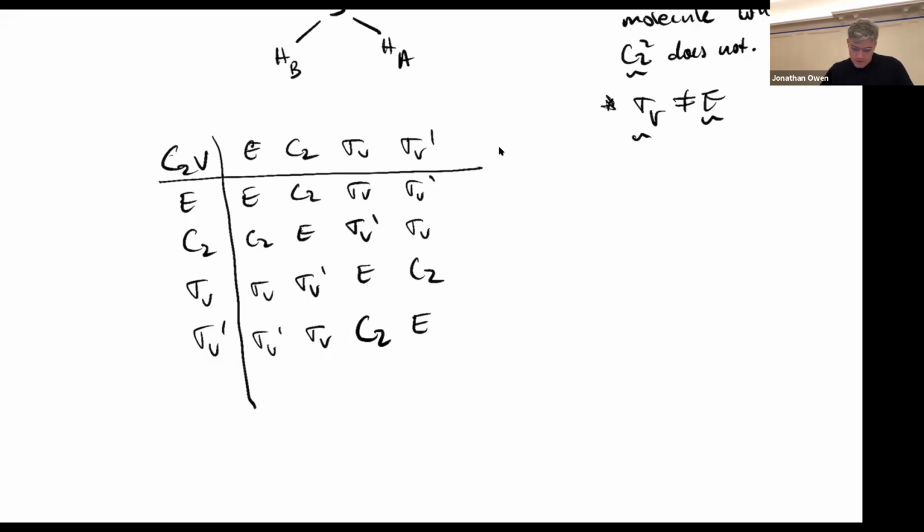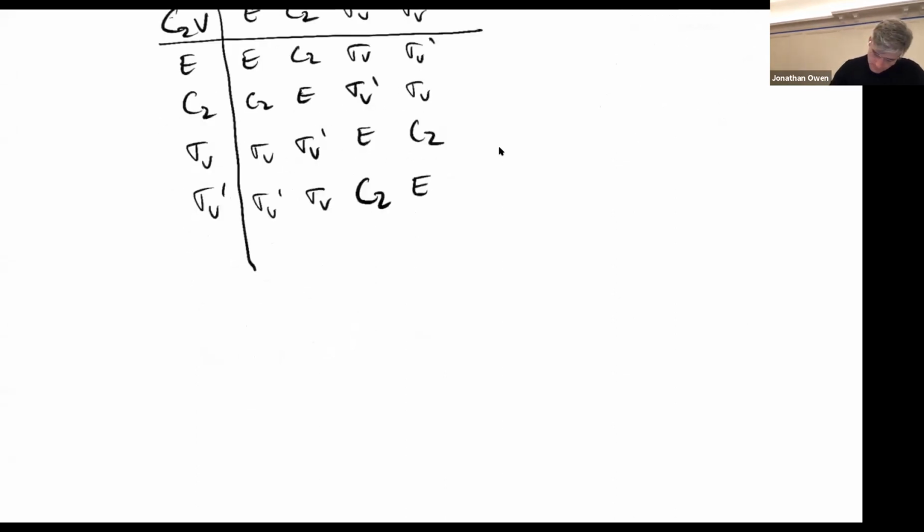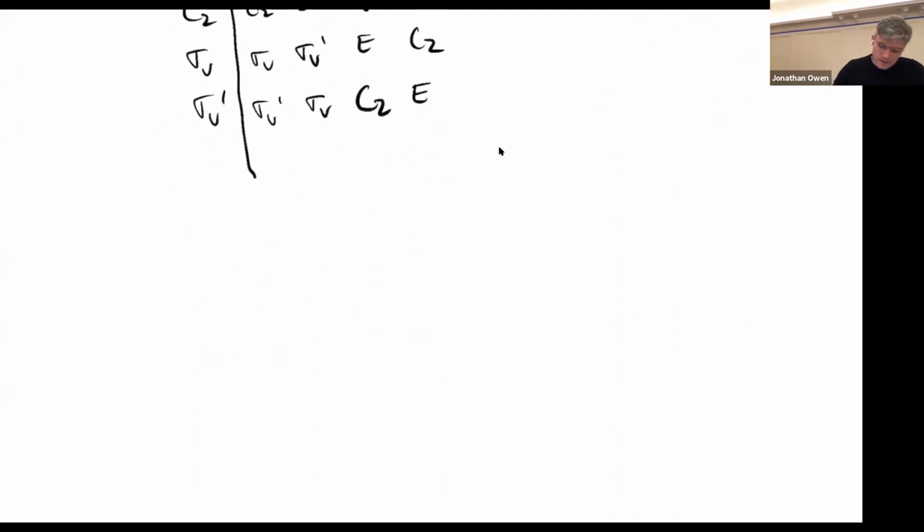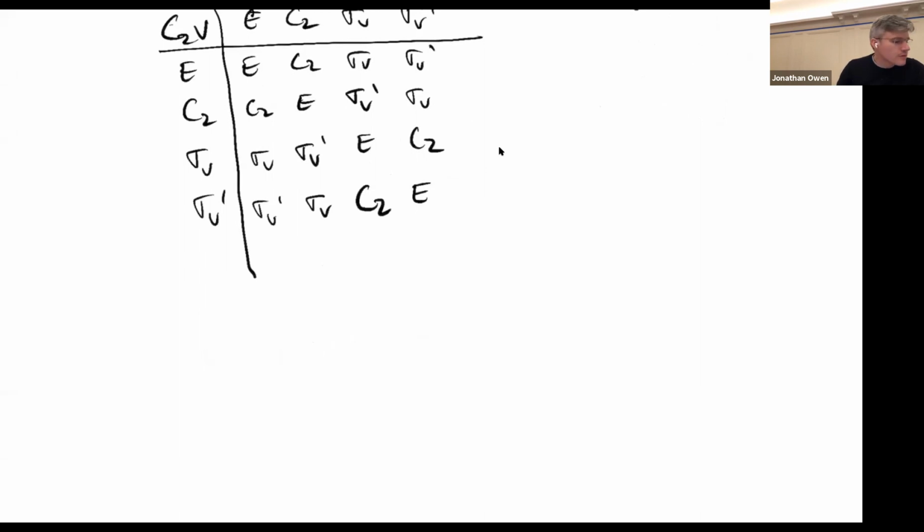Okay, so E, C2, sigma V prime. The products of all those give back members of the same group. So we're good. Let's take a look at another one. Here, I'll just leave that up for you guys to see while I work on number 6. C and H.